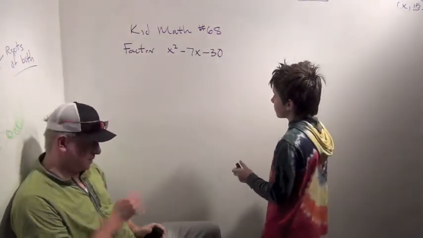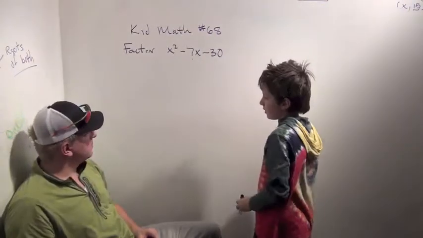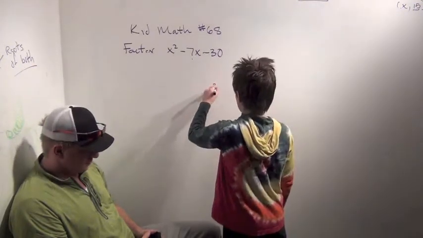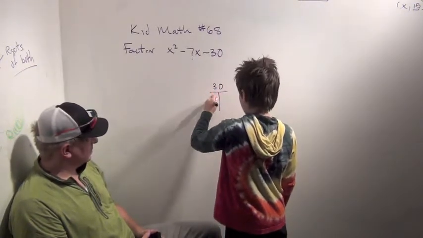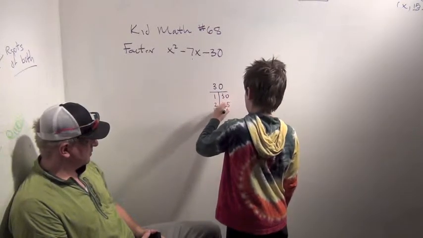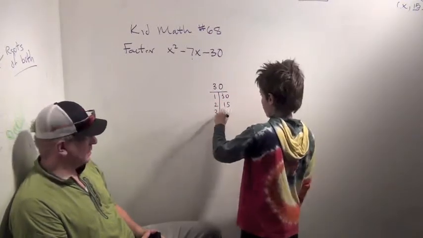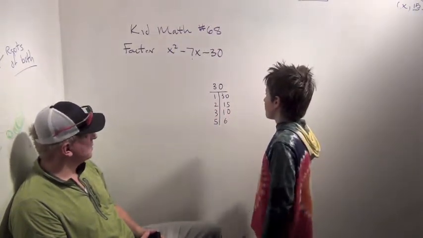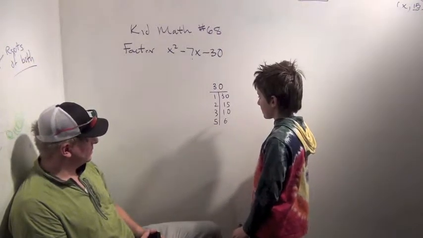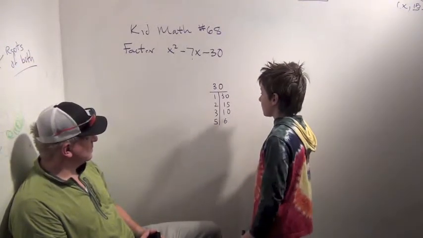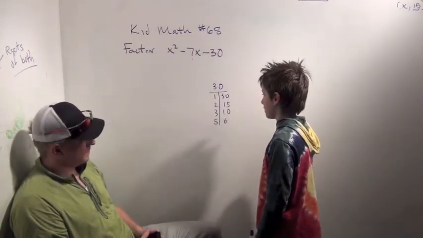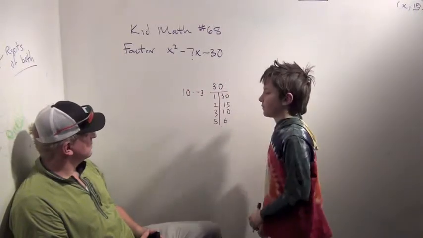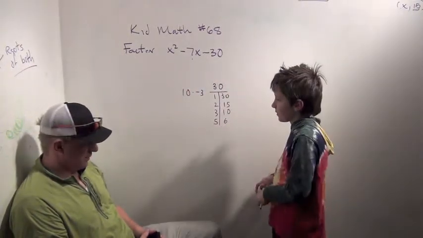So, we know that the sum of the roots is 7, and the product of the roots is negative 30. Okay. So 30, I'm doing positive 30: 1 and 30, 2 and 15, 3 and 10, and 5 and 6. These are the factors of 30. So we need to find something that adds up to be 7 and multiplies to be negative 30. We can do 10 times minus 3. 10 times minus 3 works.